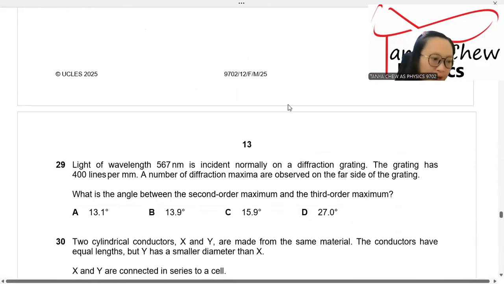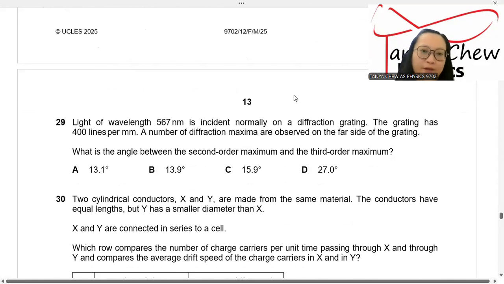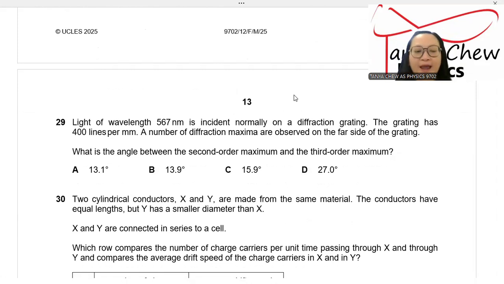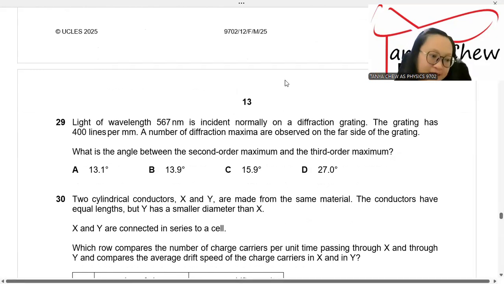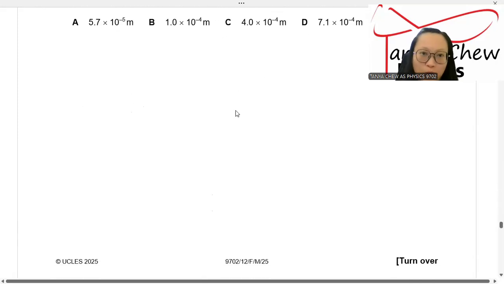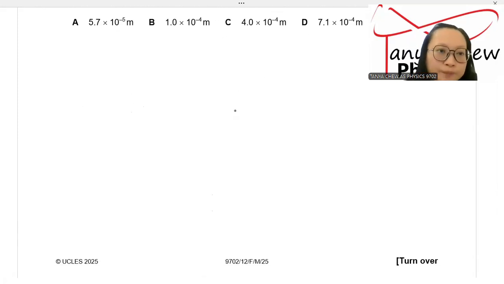Number 29. Light of wavelength 567 nanometers is incident normally on a diffraction grating. The grating has 400 lines per millimeter. A number of diffraction maxima are observed on the far side of the grating. What is the angle between the second order maximum and the third order maximum? Now, this is what the question wants you to do here.